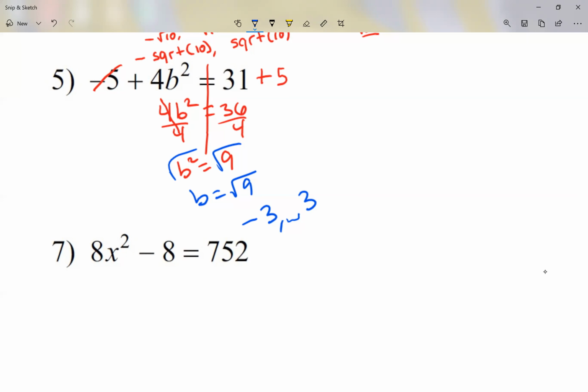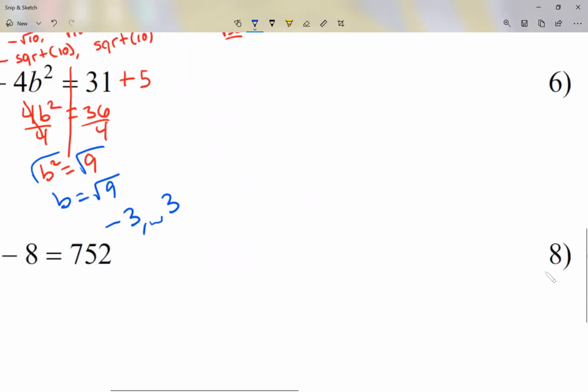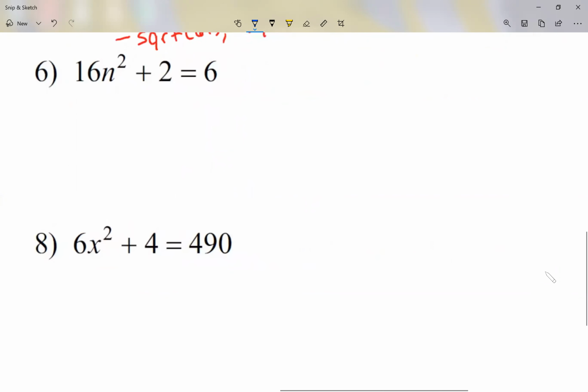Do expect to have two answers all the time, a negative and a positive. The only time when you don't have a negative and a positive is when your answer is 0. There's no such thing as a negative 0. That's the only time when you don't have a negative and a positive answer. Otherwise, you do have a negative and a positive answer. All right, let's take a look at question number 6.